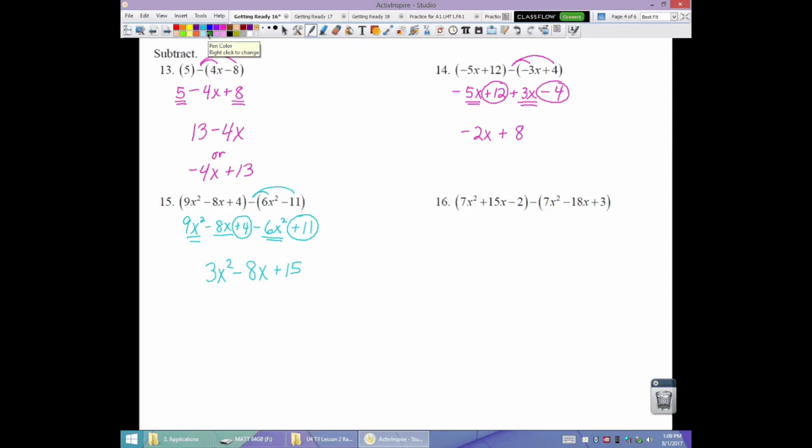And 16, again, distributing the negative sign, allows me to rewrite this 7x squared plus 15x minus 2, and then it turns into minus 7x squared plus 18x minus 3. Like terms, 7x squared minus 7x squared cancels. Those are gone. 15x plus 18x is 33x. And then minus 2 and minus 3 makes negative 5.